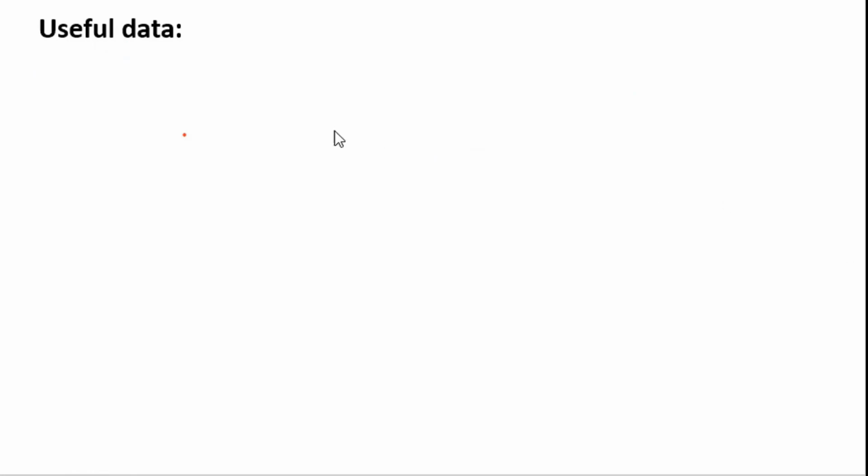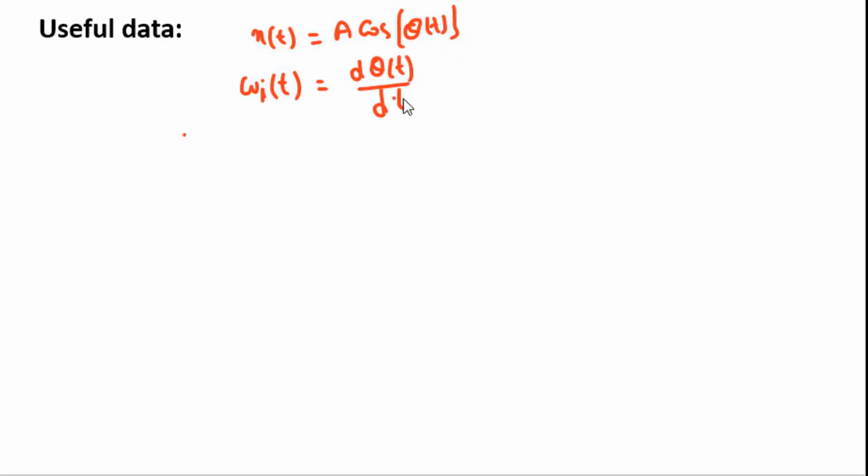So the useful data for this question is, if you are given an angle modulated signal x of t as a cos theta of t, then the instantaneous frequency in radians per second, omega i of t, will be the differentiation of this angle term, d theta of t by dt. Or f i of t you can write as 1 by 2 pi d theta of t by dt. So this is the first useful data.